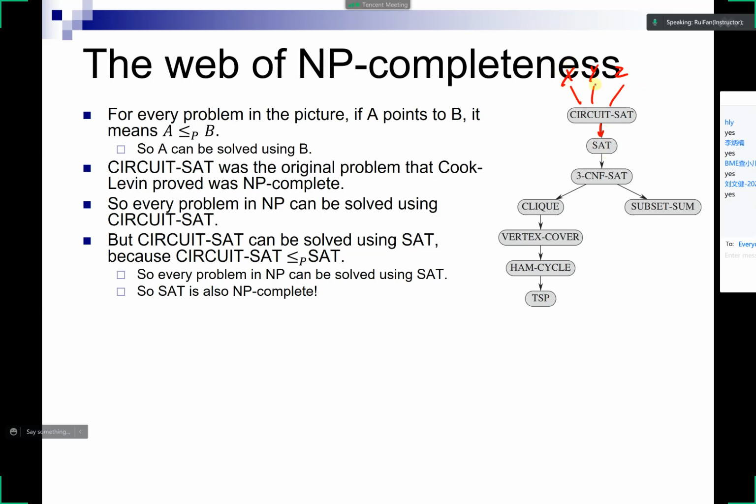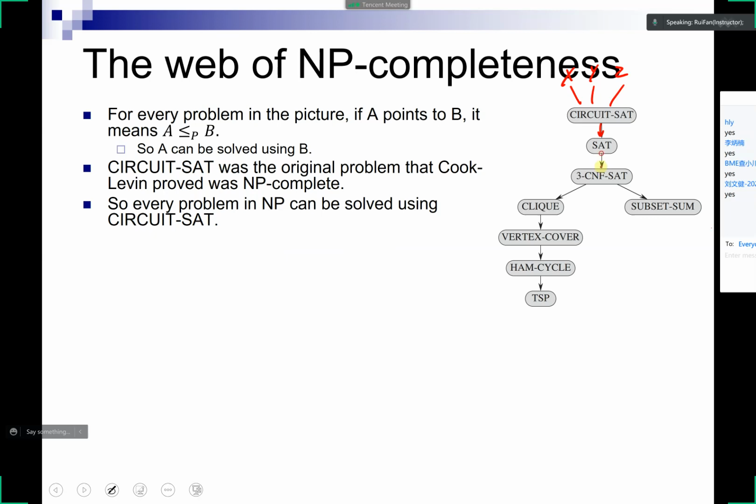And this holds for any NP problem. So this means that any NP problem can be reduced to SAT, and that means that SAT is also NP complete. Because every NP problem reduces to SAT, SAT is also NP complete.